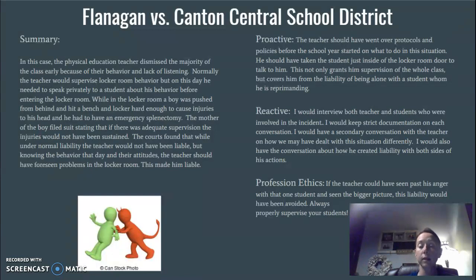Professional ethics: if the teacher could have seen past his own anger and looked at the bigger picture, the liability could have been avoided. Always, always, always properly supervise your students.